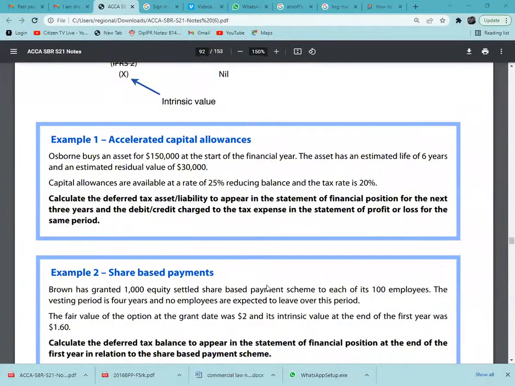But before we go to that, in our class the day before yesterday, I taught you this thing: carrying value vis-a-vis tax base of an asset. Iko mwenye anaweza ama hatuwezi?